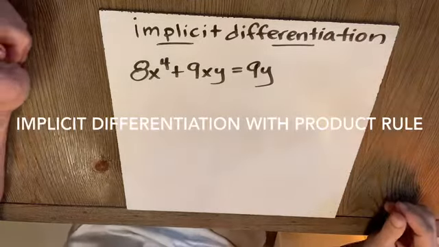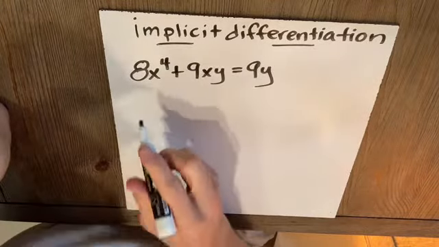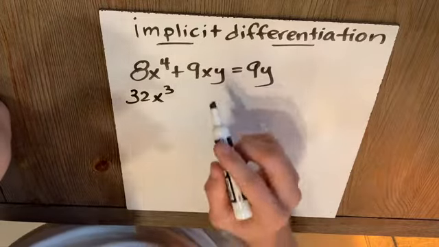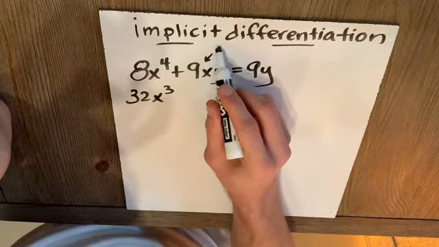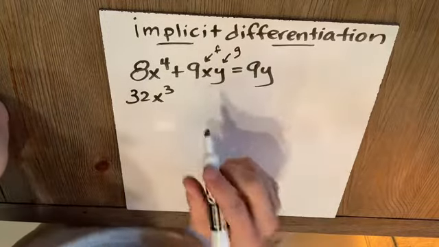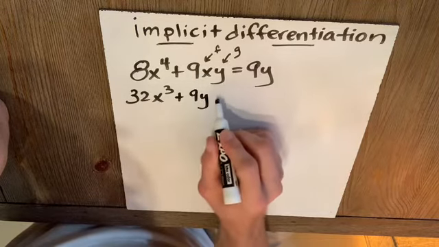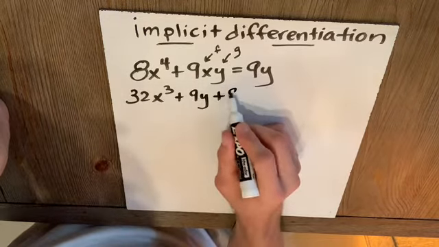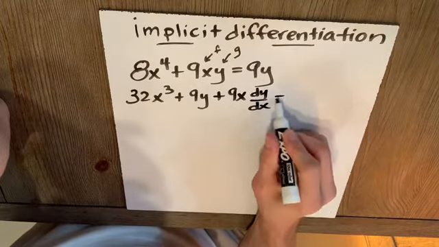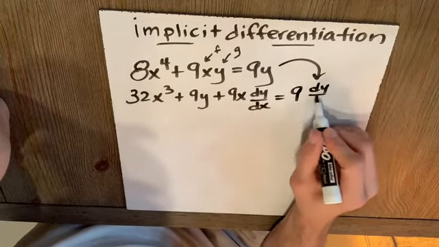Here we go again, implicit differentiation with the product rule. Easy peasy lemon squeezy here in the front. Multiply and subtract. But notice, if I call 9x my f and y my g, I've got to use the product rule again. That is the derivative of the first, 9, times the second, y, plus the first, 9x, times the derivative of y, which is dy/dx, is equal to 9, and again, the derivative of y is dy/dx.